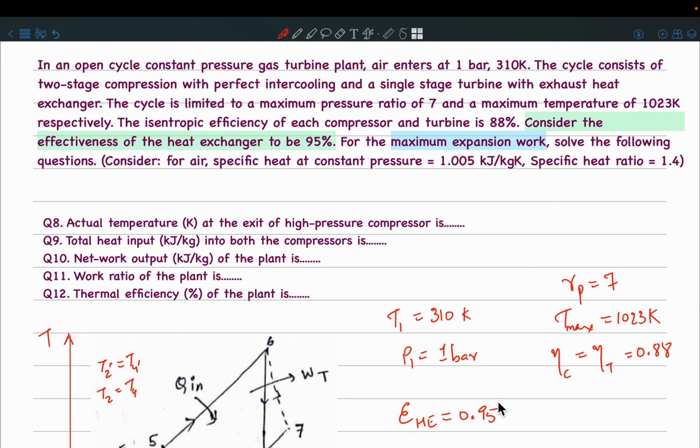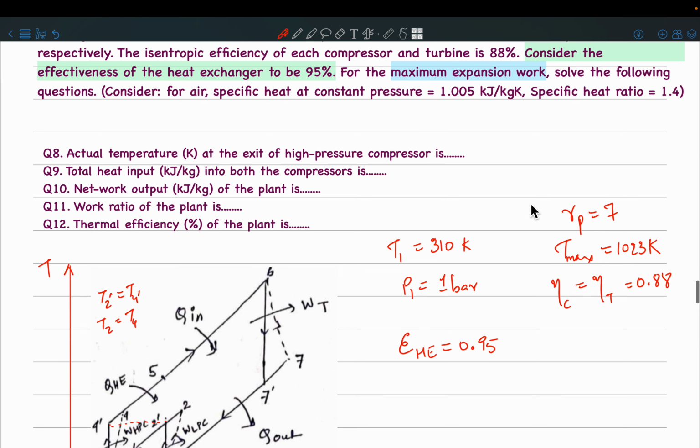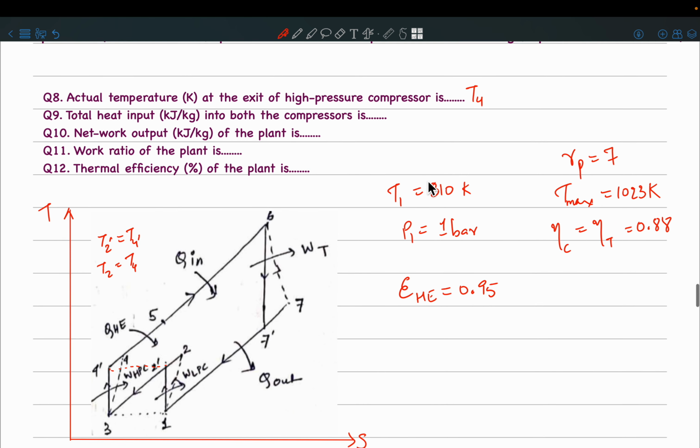And for the maximum expansion work, we have to find the temperature at the exit of the high pressure compressor, which is nothing but T4. Okay, the total heat input in both the compressors, that we have to find is QHE, and then the net work output of the plant, work ratio, and the thermal efficiency. Okay, so let's get started.